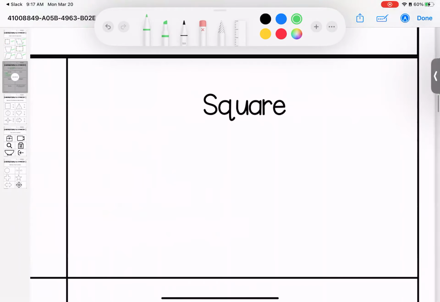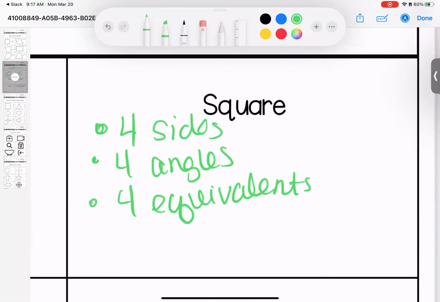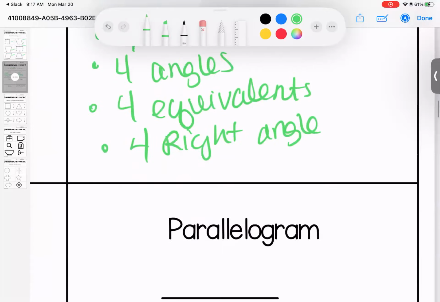A square, very similar to a rectangle, in that it has 4 sides and it has 4 angles. Here's the difference: 4 equivalent sides. All 4 of those sides have to be the same. And then it also has 4 right angles. You could also say that it has 2 pairs, or all 4 sides are parallel as well.